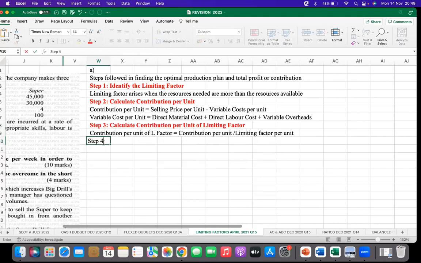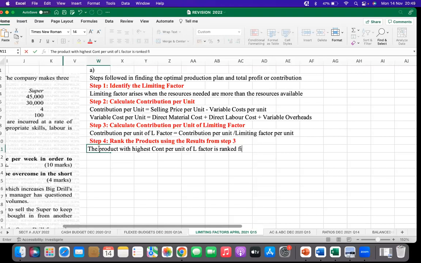Step four, you need to rank the products using the results from step three. Rank the products using the results from step three. The product with highest contribution per unit of limiting factor is ranked first.